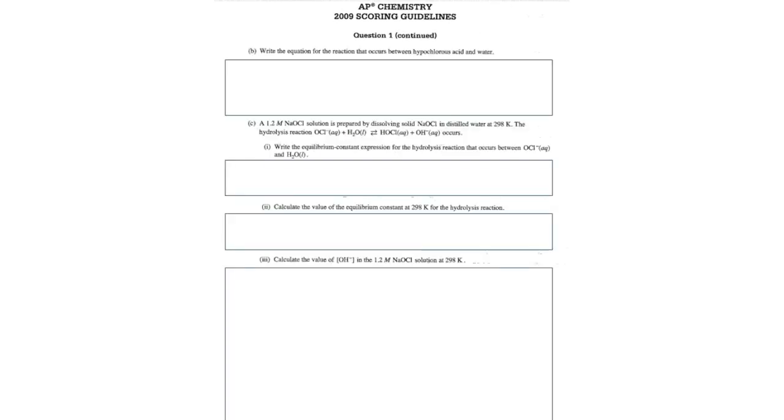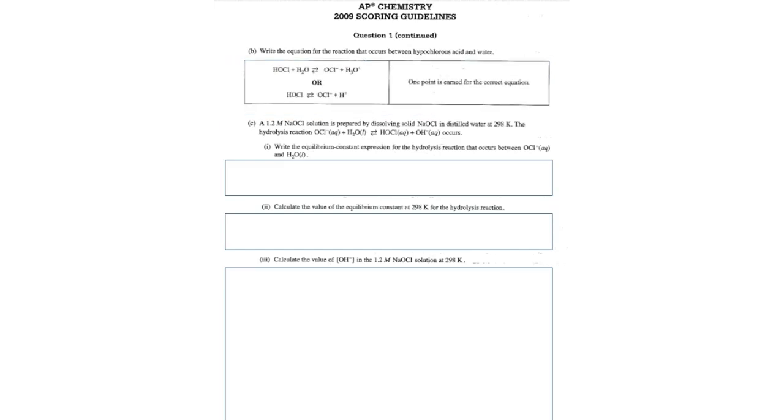Now it says write the equation for the reaction that occurs between hypochlorous acid and water. It should be donating a proton to water to make H3O+, or you could simply show it dissociating. So hypochlorous acid plus water donates that H+, leaving us with the conjugate base right there and H3O+, or just show it simply dissociating.